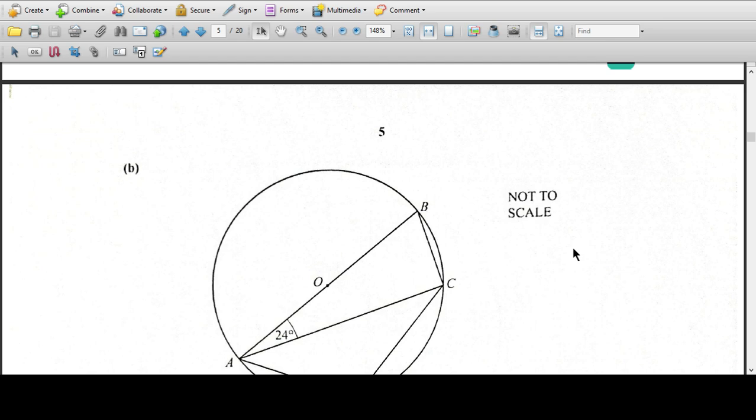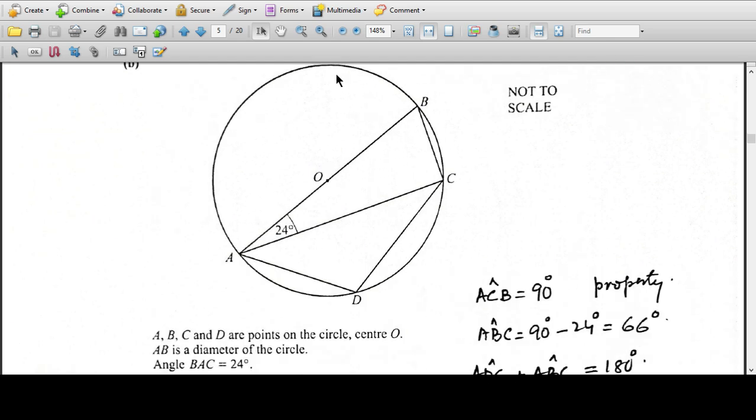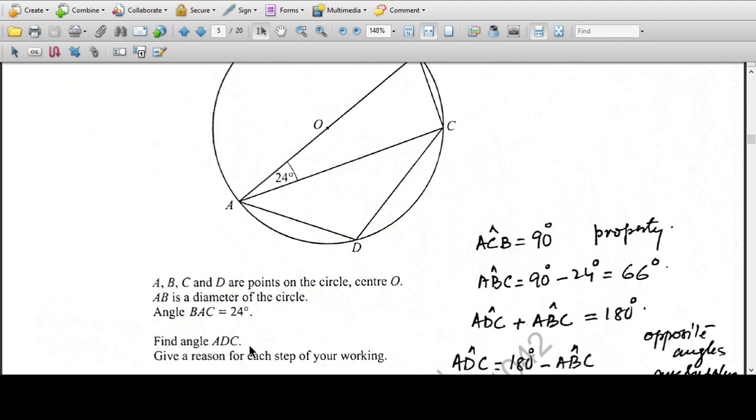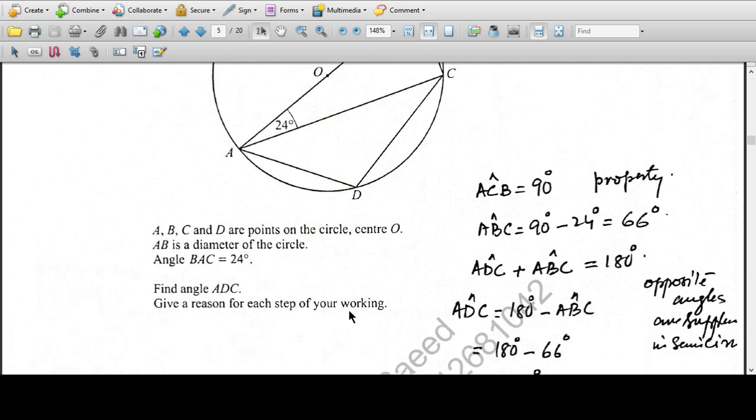Now in part B, we have a circle and there is a line. This is the diameter. This A and B is passing through the origin. A, B, C and D are points on the circle, and AB is the diameter of the circle. Angle BAC is 24 degrees. Find angle ADC. So we have to find this angle. Give reason for each step of your work.